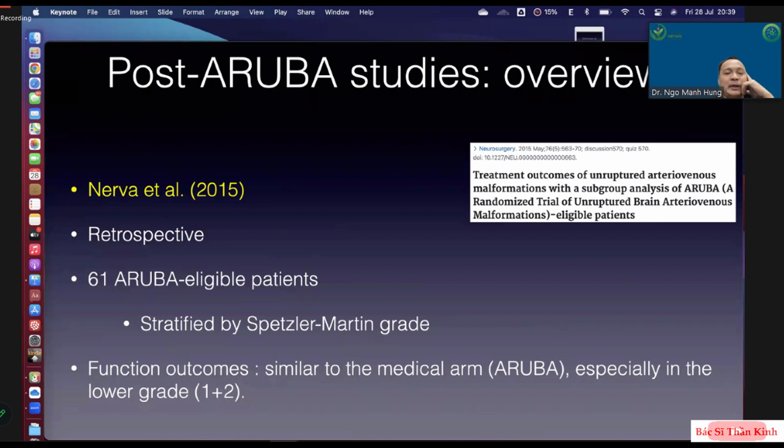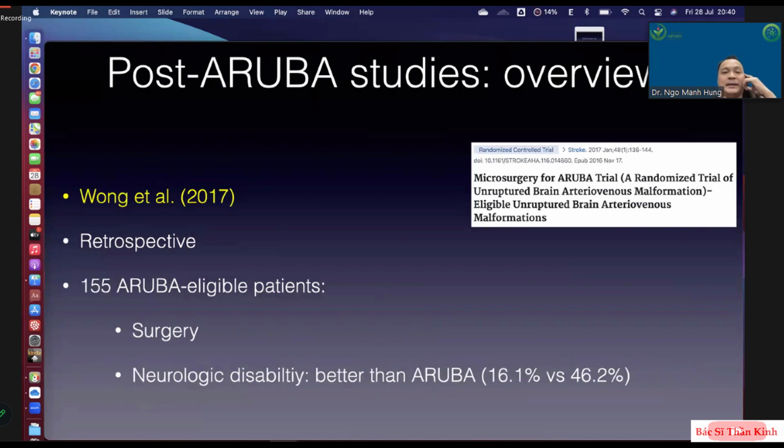After that, in 2015, Nevra published a retrospective study with 61 ARUBA patients, and the authors stratified by Spetzler-Martin grade. They found a functional outcome similar to the medical arm of ARUBA. So surgery on Spetzler-Martin grade 1 and 2 gave results similar to the medical arm of the ARUBA study.